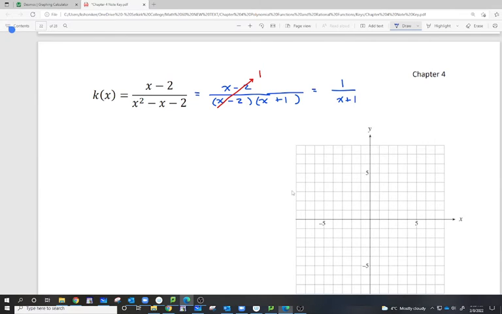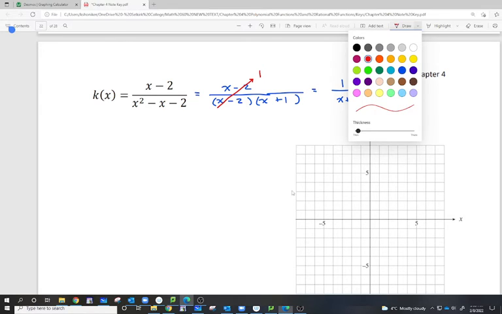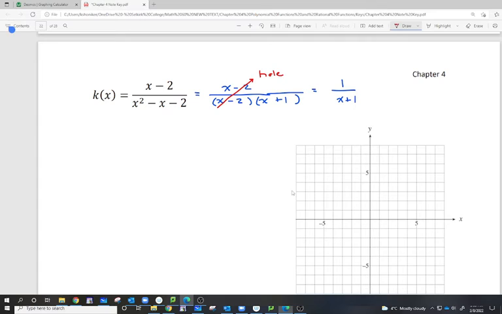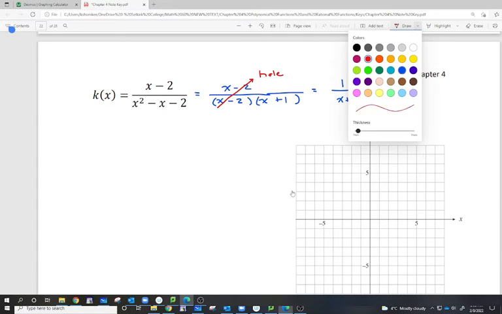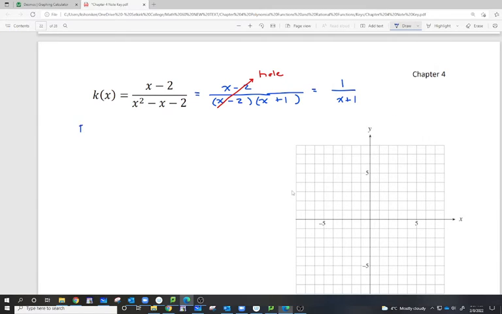Okay, so that's what I'm going to graph, 1 over x plus 1. But something's going to happen here. There's going to be a hole. So maybe right now, let's start off by doing domain since I keep forgetting it. The domain of this graph would be the set of x such that x cannot equal 2 or -1.